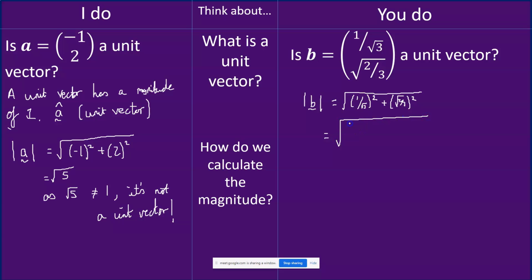So 1 squared, root 3 squared. Now if you square a square root, it sort of disappears. And then common denominator, look, you've got two fractions, common denominator. So you can do it without a calculator. So it's 3 over 3, which is 1. So B is a unit vector. Okay, which lots of you got in the chat, so really, really well done. Okay, so it's nice to do unit vectors, but the questions do ramp up in difficulty, as you'll see in a second.